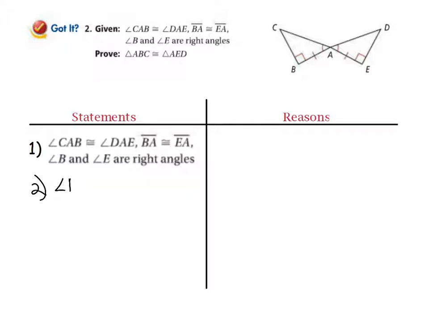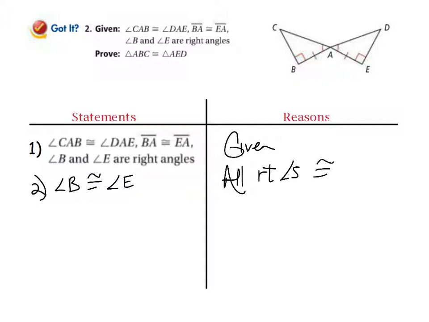So I'm going to come back right away and say angle B is congruent to angle E, and that's because, oh, I forgot to write given up here. And then that's because all right angles are congruent. And right there, I've got my third congruence.